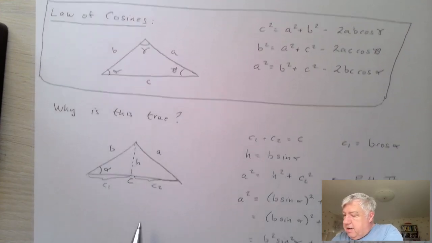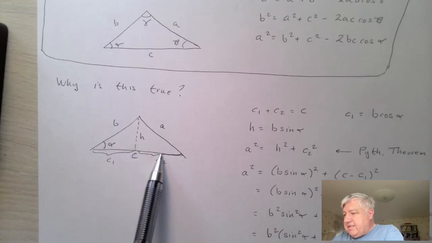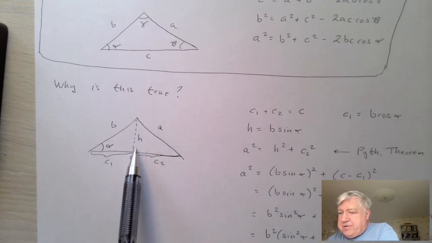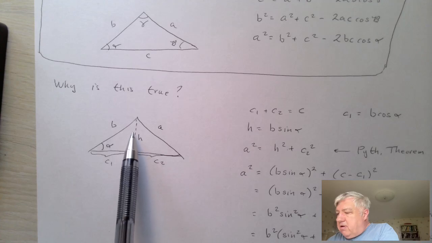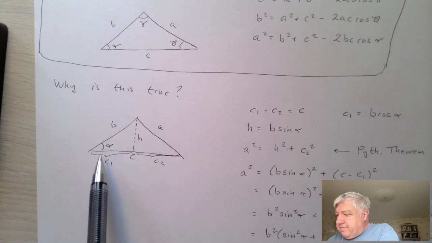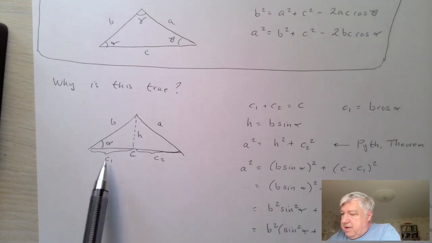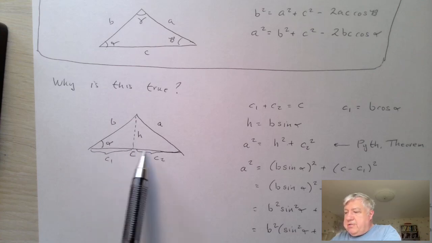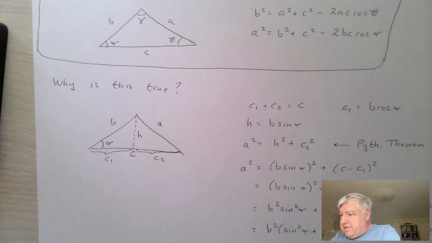So here it's sitting on side c, and we can break it up in this case because the angles are all less than 90 degrees. We have a triangle like this, so we can split this into two right triangles, and we'll call this altitude h, and we'll call this side c1 and this one c2, and obviously c1 plus c2 is equal to c.